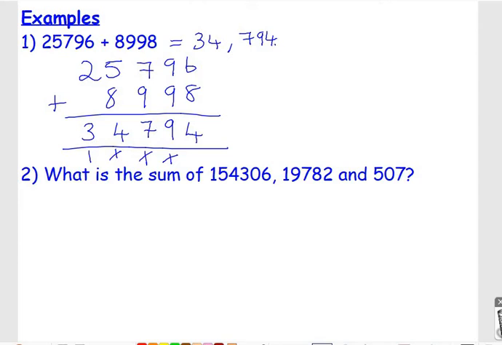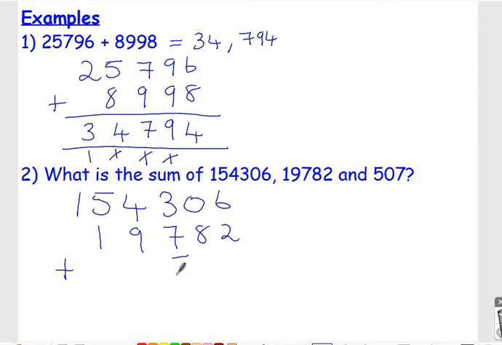Example 2. What is the sum of 154,306, 19,782 and 507? Again, it doesn't matter that there's 3 numbers, we lay them out in our tower sum. 154,306, add 19,782, and then add 507.